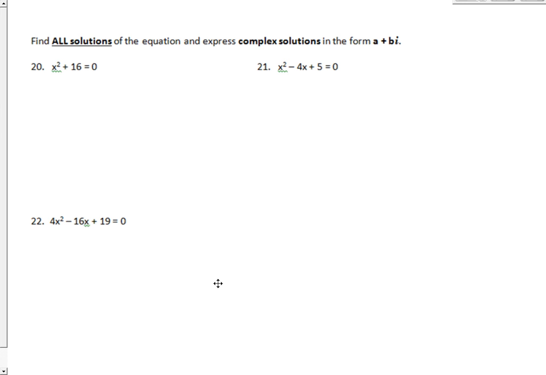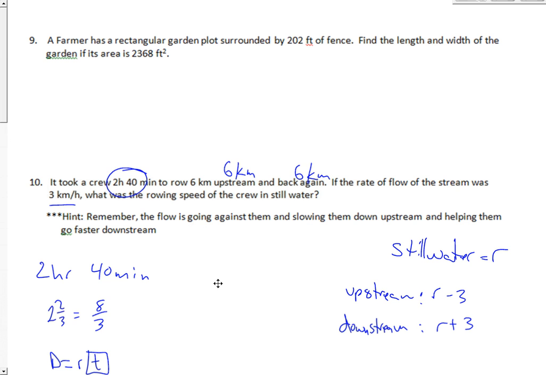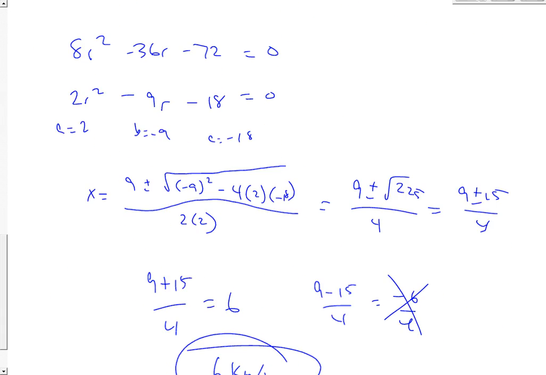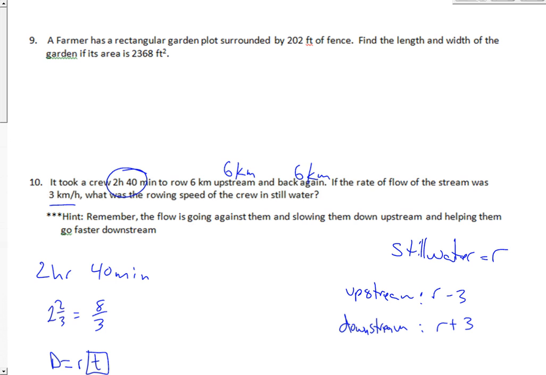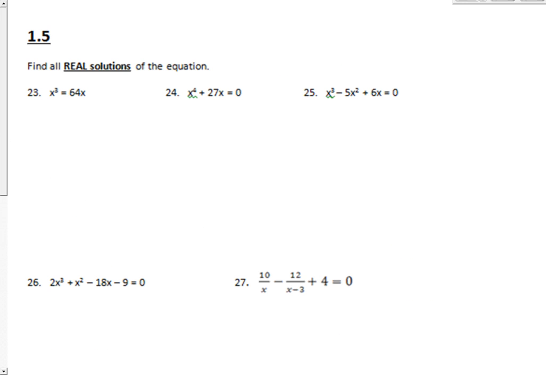Okay, looking at... let me look at here something. Maybe I have more down below. Nope. Interesting. I am missing part of 1.4.